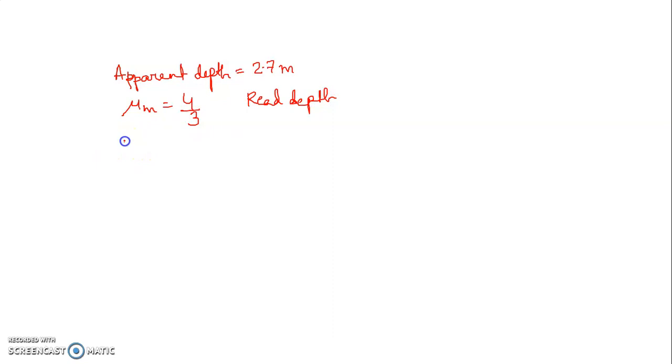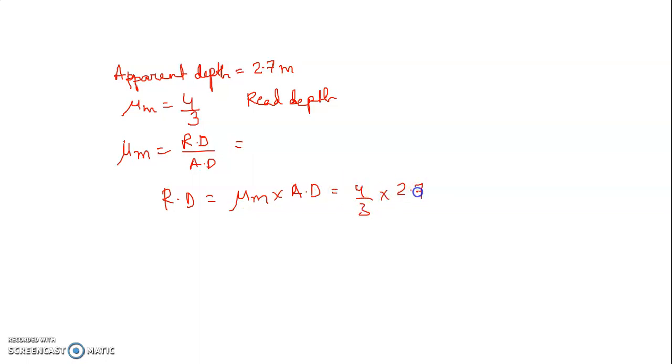So how are we going to find the real depth? We have a straight formula. ठीक है, क्या है? Mu m is equal to real depth by apparent depth. Real depth हम लोग को find करना है. इसका मतलब real depth क्या हो जाएगा? Refractive index of the medium into the apparent depth. Now the refractive index is 4/3, and the apparent depth is 2.7.